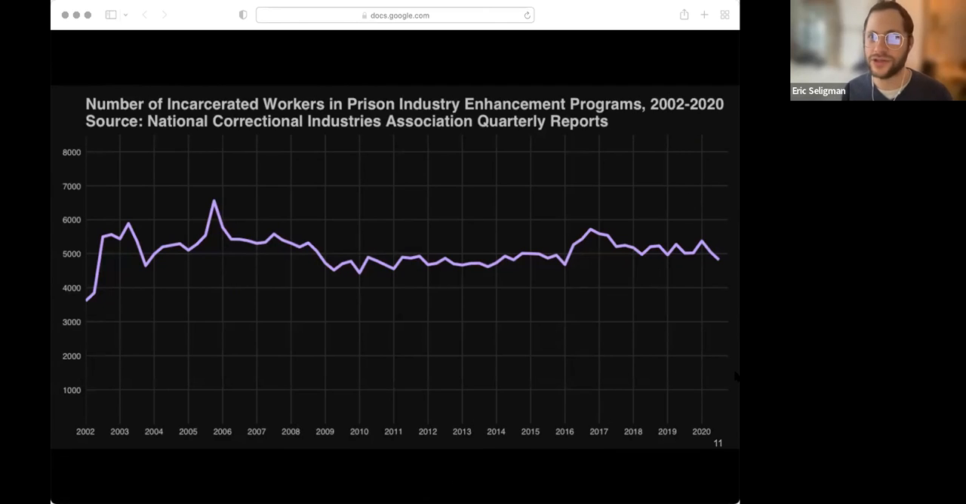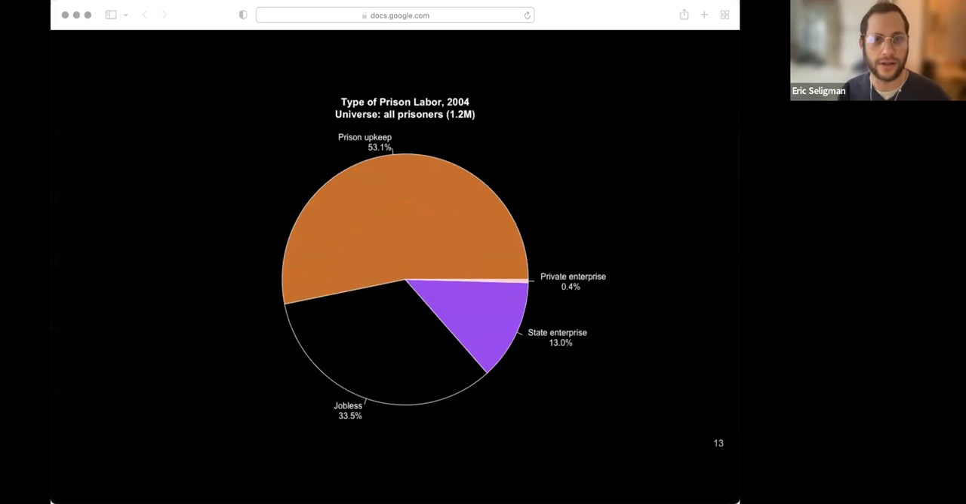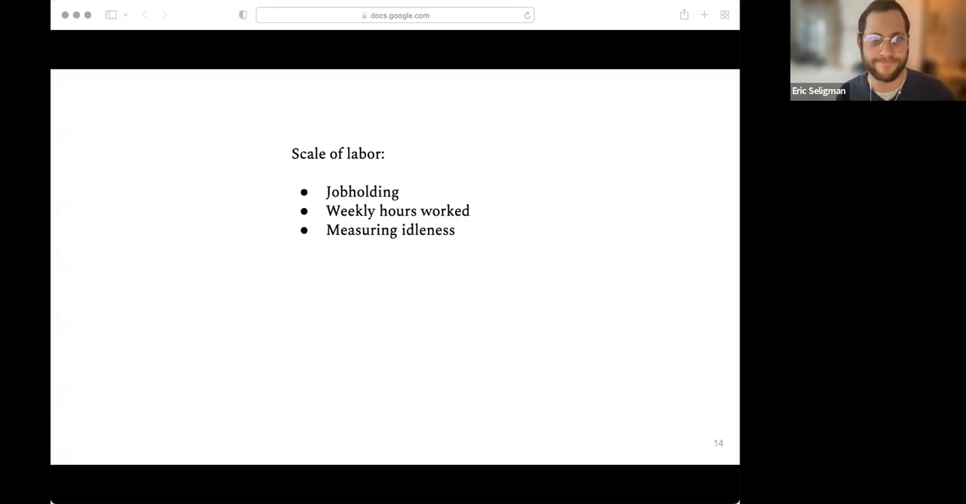So this is the number of incarcerated workers in prison industry enhancement programs, which is, for our purposes, all prisoners who labor for private corporations. And you can see here that it hovers around 5,000, which represents the smallest fraction of incarcerated workers at 0.6%, and an even tinier one of all incarcerated people in general at 0.4%. So the absence of private corporations among the factors that determine the contours of modern prison labor is, I think, quite striking and evidenced here.